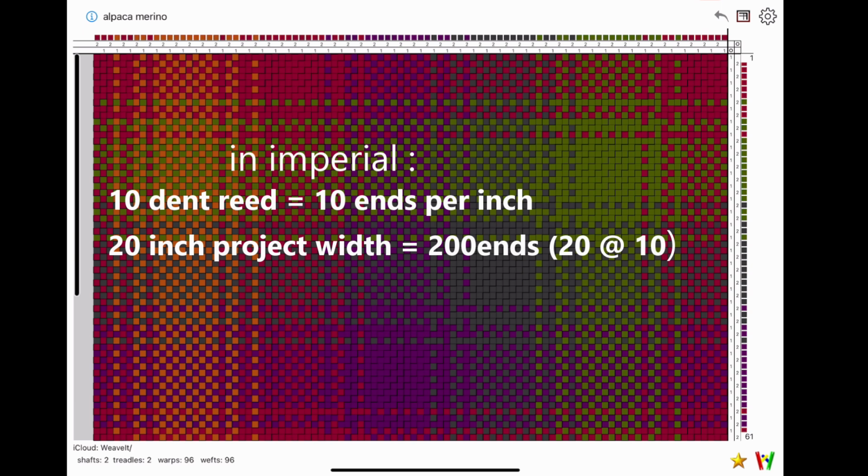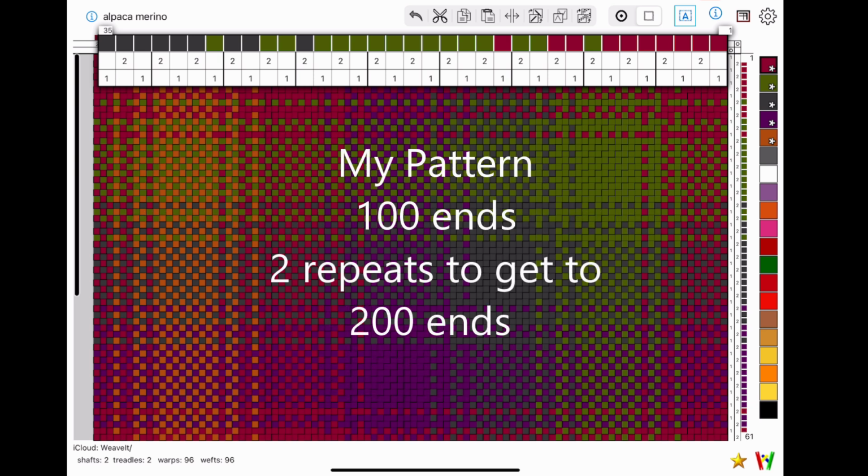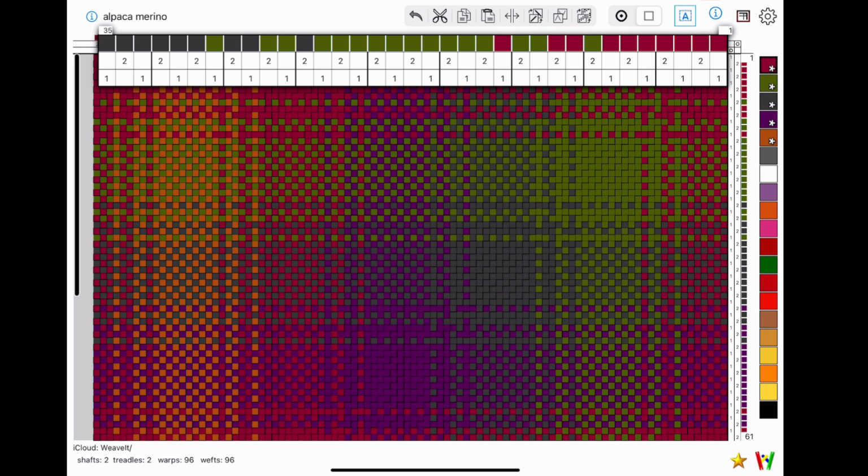If we have a look at metric, we've got a Tendent reed with 40 ends per 10 centimeters. So that will be a 50 centimeter project. And again, 200 ends because 50 times 40 equals 200. So for me to use this pattern to get a 20-inch width or a 50 centimeter width, then I would have 2 repeats of this pattern to achieve that width that I wanted.